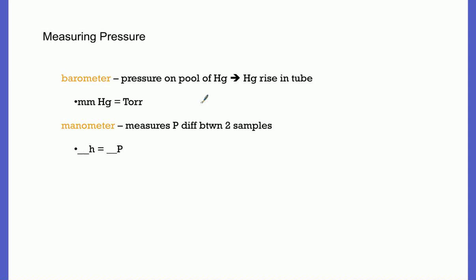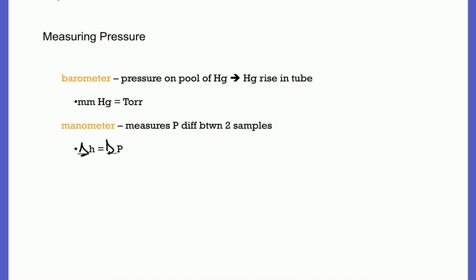A manometer is slightly different. I'm still measuring pressure, but I'm actually comparing pressures. If I have two different pressures, I can compare them, and the difference in heights on one side and the other is going to give me a difference, a change in pressure.